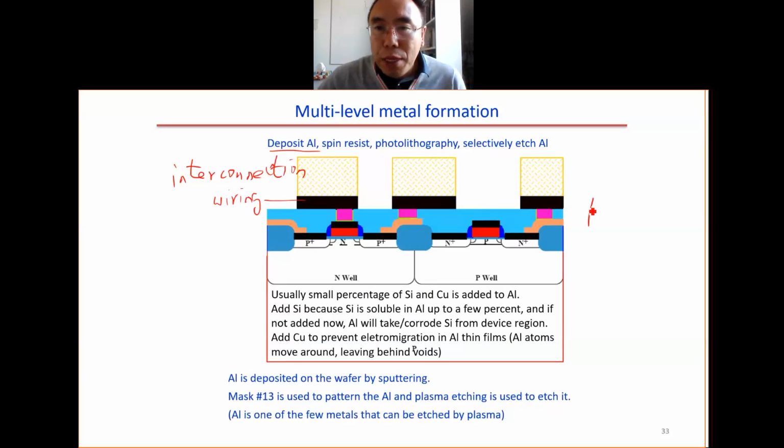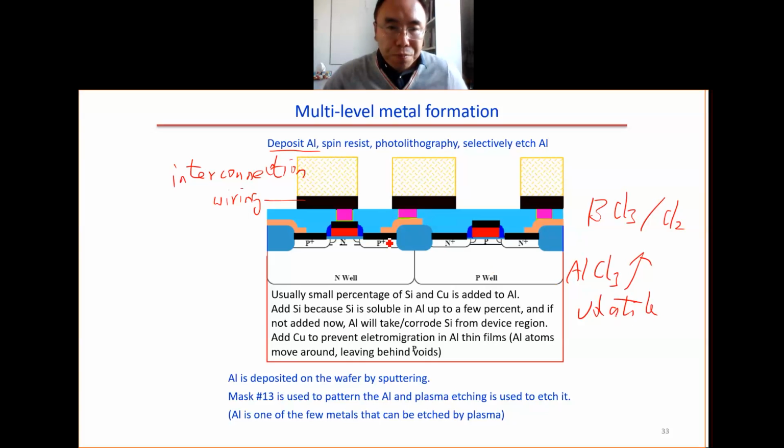We can use BCl3, the mixture of boron trichloride and chlorine gas, to etch away the aluminum. The etching product is aluminum trichloride. This one is volatile. So then we etch away the aluminum.